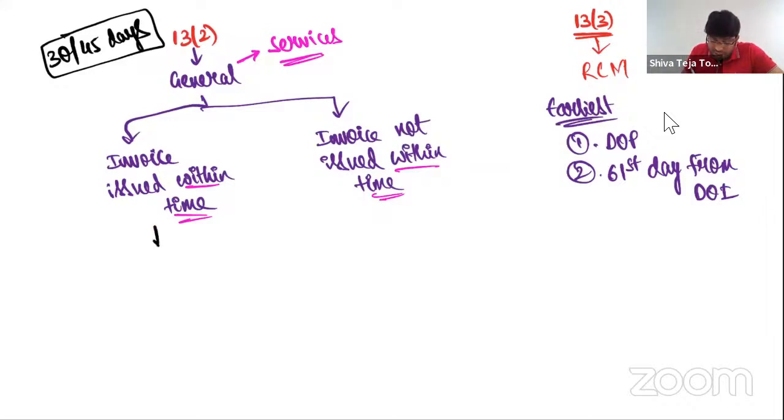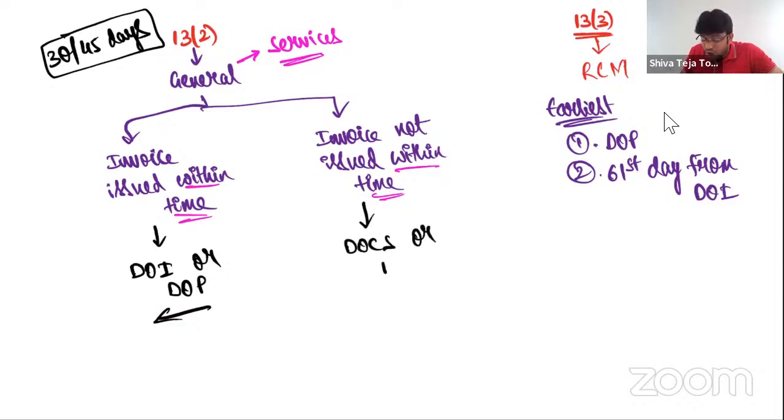So if the invoice is issued within time, the time of supply will be the date of invoice or date of payment, whichever is earlier. And if the invoice is not issued within time, it is the date of completion of service or date of payment, whichever is earlier. This is the story of services, which you definitely have to keep in mind.